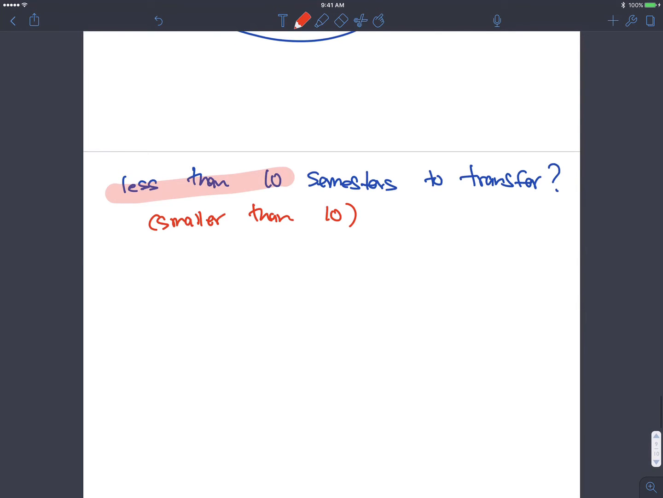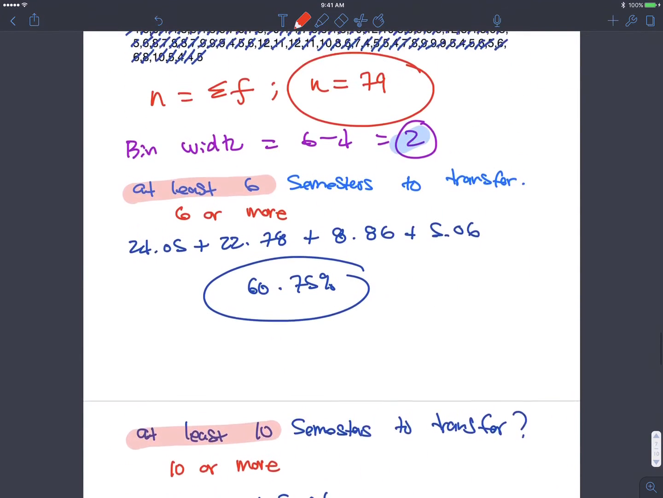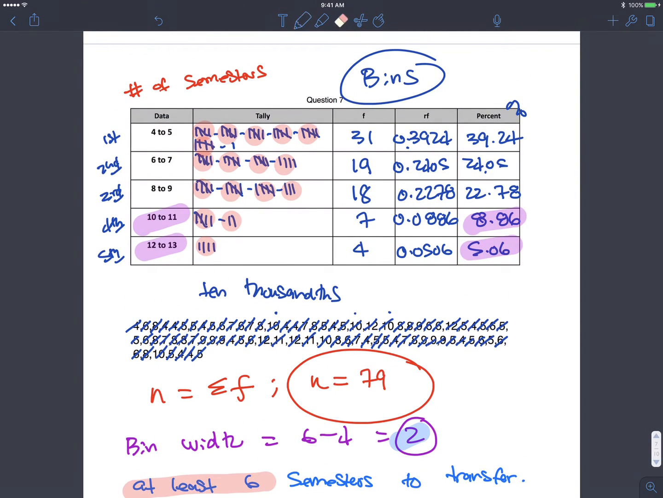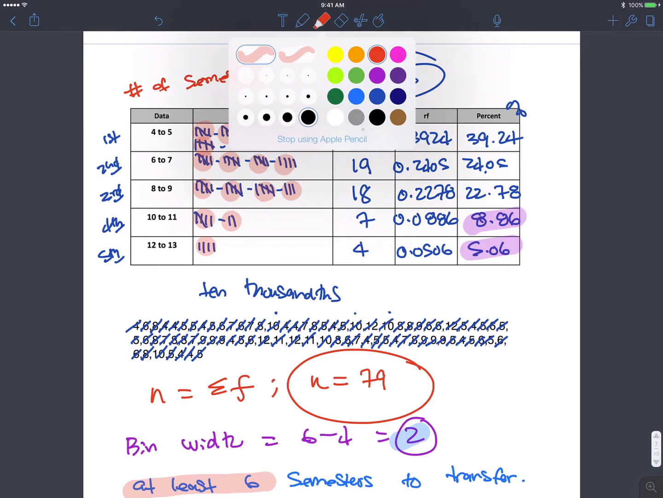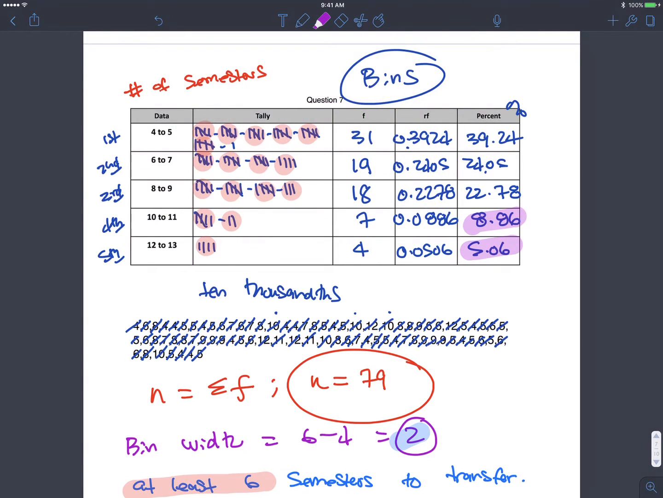So let's go back and find smaller than 10. The bins that hold data values that are smaller than 10, less than 10, 9, 8, 7, 6, 5, and 4. So it's the first three bins, and we'll highlight the associated percentages with those bins.